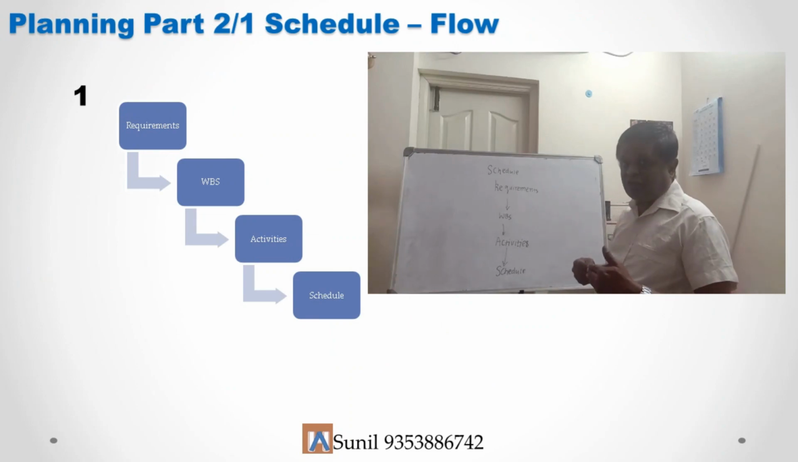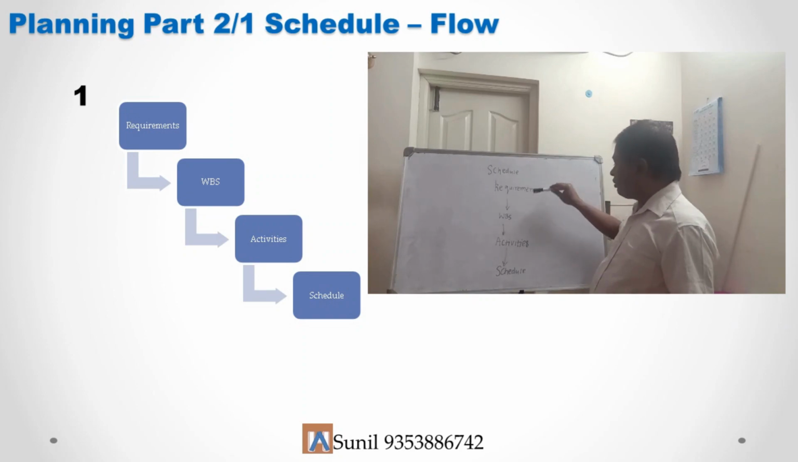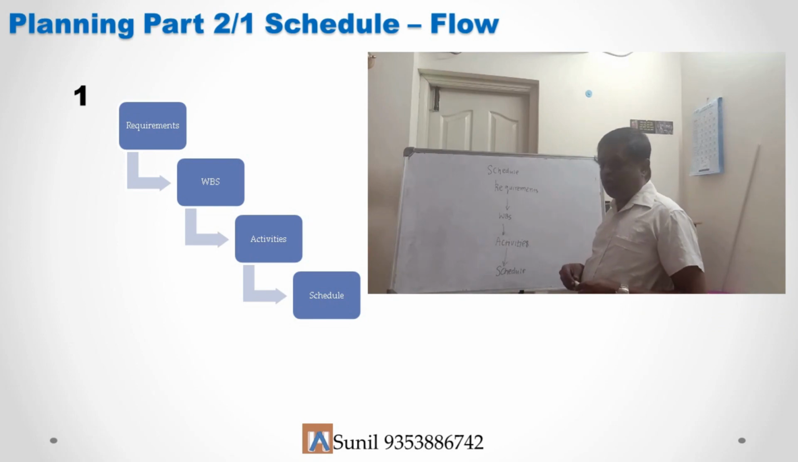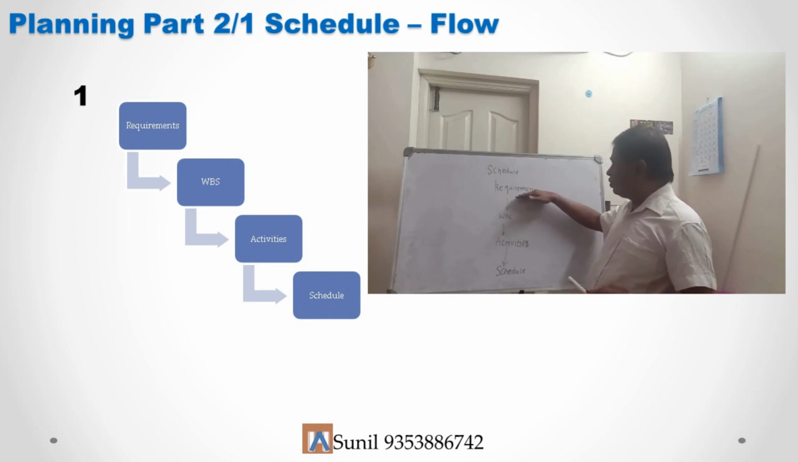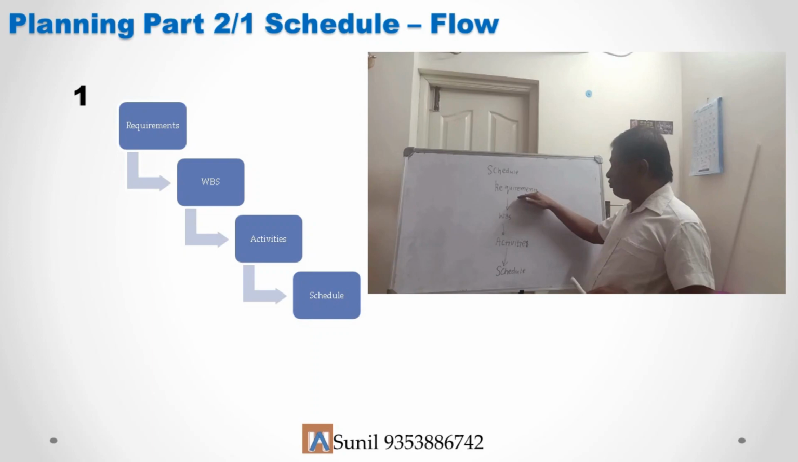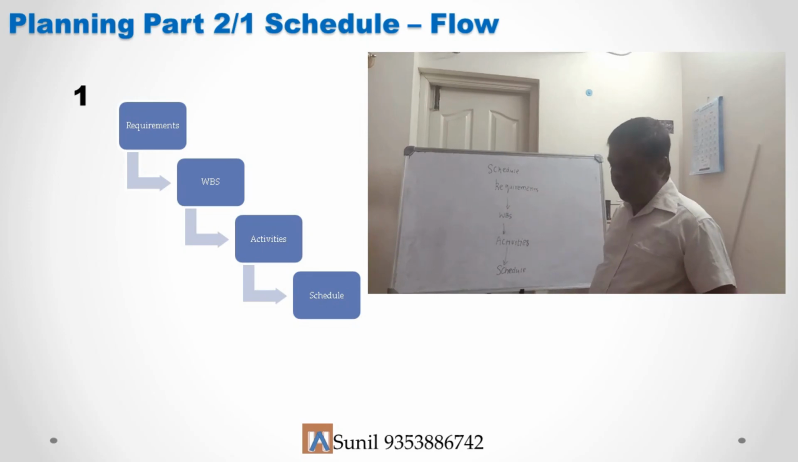First we will understand what are the steps in the process of preparing a schedule. The steps are requirements, WBS, activities and schedule. We will come to each of these to explain to you what those things really mean. The first and foremost is requirement, and by converting through this process you will be making a schedule. Requirements, of course, we will deal with that now, and we will go step by step. We will go to the next slide.